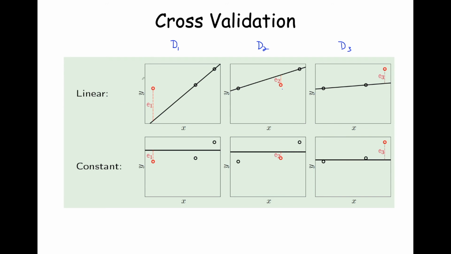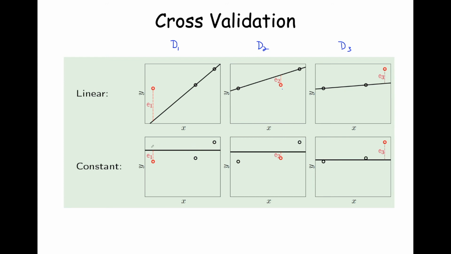So when we train on D1 for the linear fit, again, we get that line. We get this validation error. When we train on D2, we get this line. We get that validation error. When we train on D3, we get this line. We get this final validation error associated with that third data point, X3.